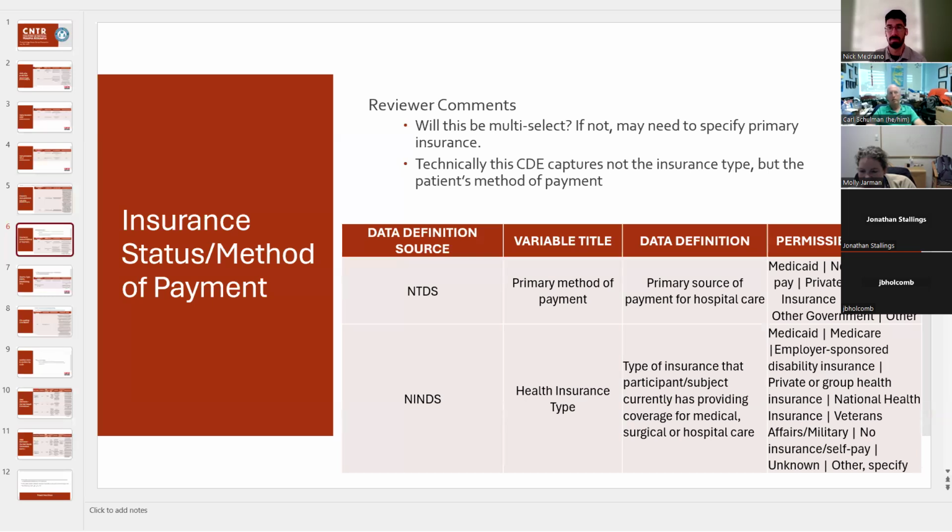We're going to be here forever. I think the NINDS one is a little bit more comprehensive. It includes veterans of military. I like it a little bit more, and I'm not sure you want multi-select. It should be the primary, because everybody's self-pay when their insurance falls out. I don't know that it needs to be a multi-select. So, NINDS looks pretty good.